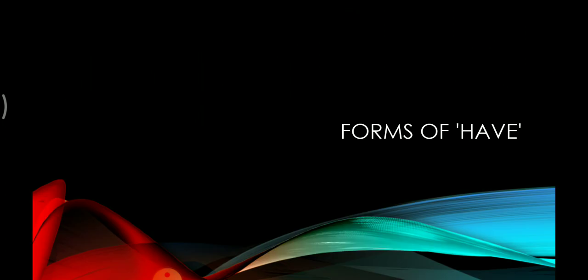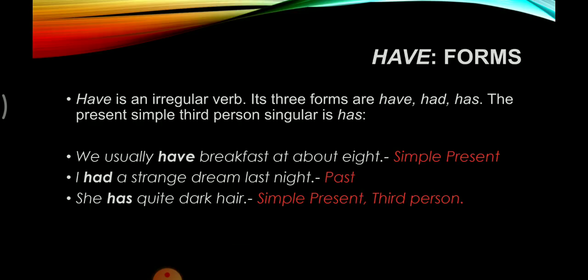Now, next topic. Forms of have. Have is an irregular verb. Okay, so have is an irregular verb. It's not regular. Its three forms are have, had, and has. So, we use have in present, had in past, and has in simple present but third person. Okay? So, we will have to keep this in mind also.